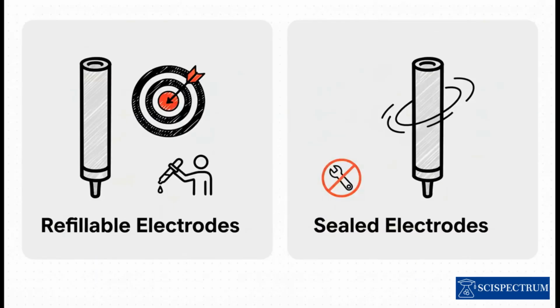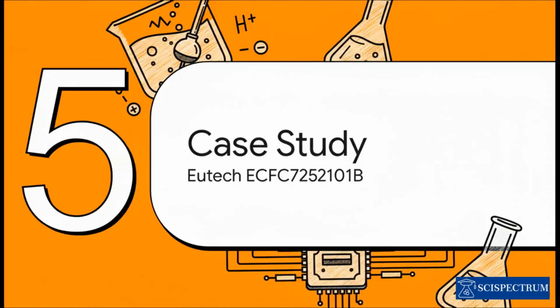And finally, you've got this choice between sealed or refillable. A sealed gel-filled electrode is all about convenience. It's grab and go, zero maintenance. On the other hand, a refillable one demands a bit more care, but it rewards you with much higher accuracy and a much longer lifespan. It's a classic trade-off.